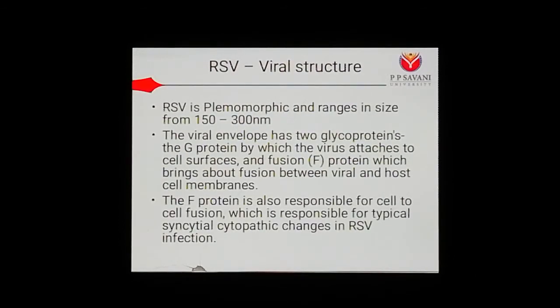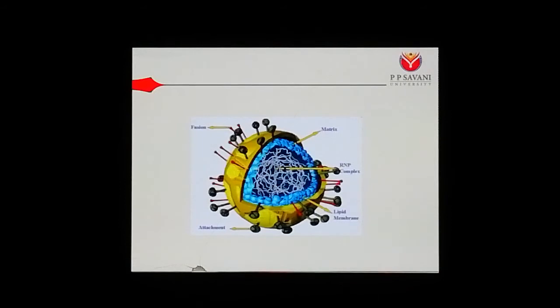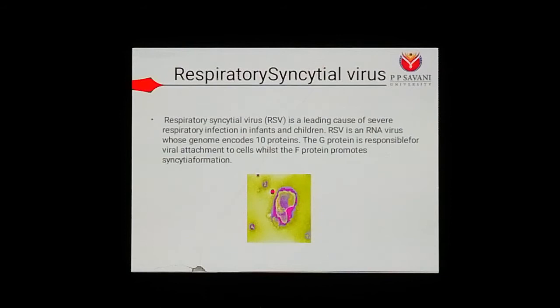RSV viral structure. RSV ranges from 150 to 300 nanometers. It contains G protein and F protein. Here is the structure of the RSV virus. It has fusion, matrix, attachment, lipid membrane, RNP complex, etc. Here is an image of the RSV virus, how it looks under the microscope.